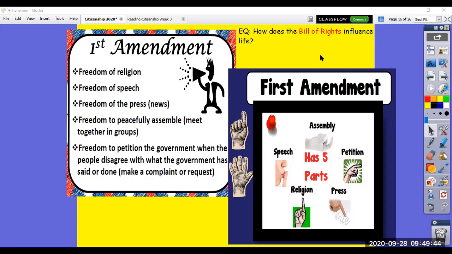5 and 6. 7 and 8. 9 and 10. You're going to need 10 boxes, so squeeze them in there if you can. There's 10.